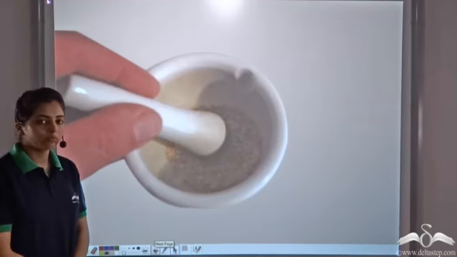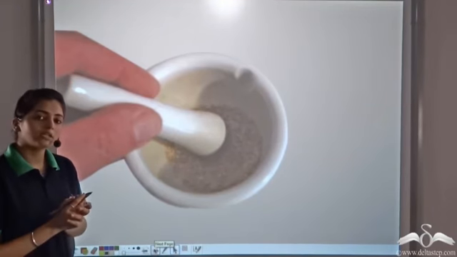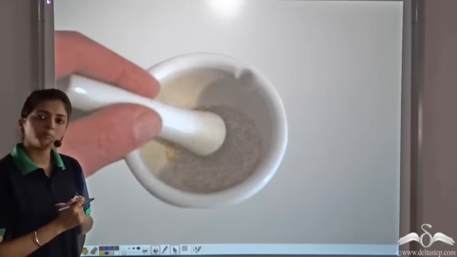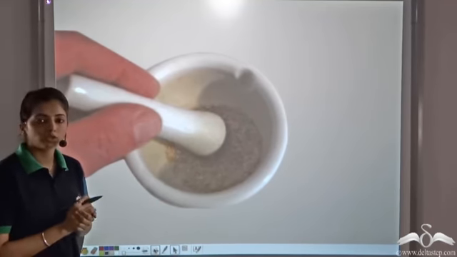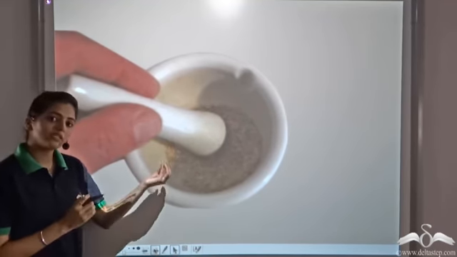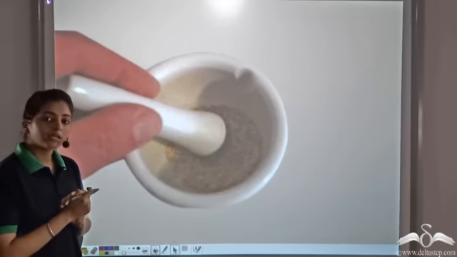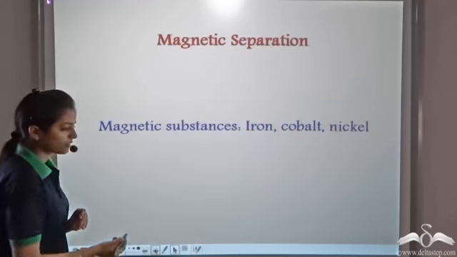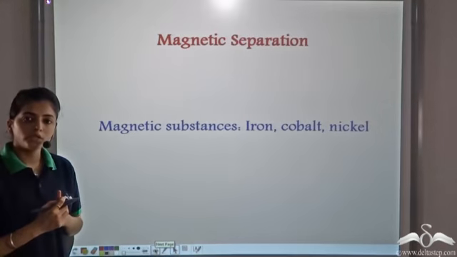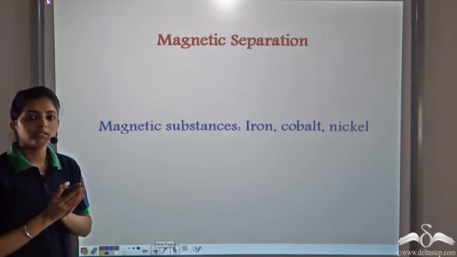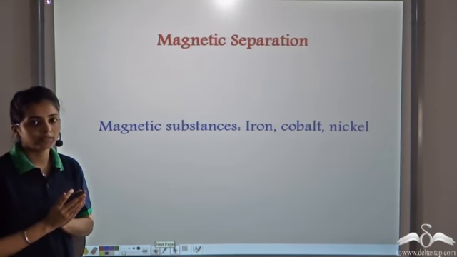Say you were doing some work with salt and you accidentally dropped some iron filings into it. Now how do you separate the iron filings from the salt that you have? Both are very small in size. So how do we perform this separation? There are some substances like iron, cobalt and nickel. They are magnetic substances. That is, they possess the magnetic character.